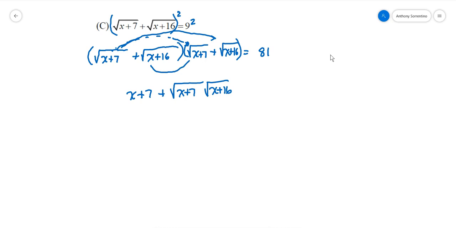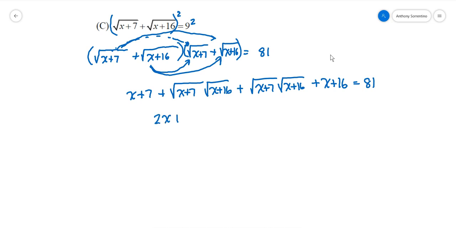The square root of x plus 16 times the square root of x plus 7 is going to give me another square root of x plus 7, square root of x plus 16. And of course, square root of x plus 16 times the square root of x plus 16 is like squaring that square root, so I'm going to have x plus 16. And that all equals 81. So I'm going to have 2x plus 23 plus 2 times square root of x plus 7, square root of x plus 16.